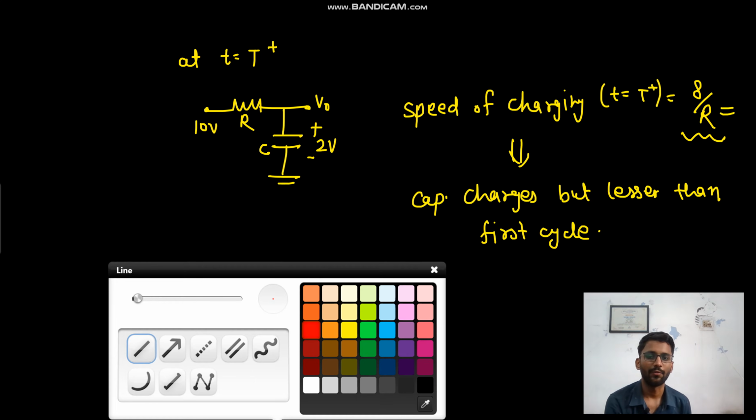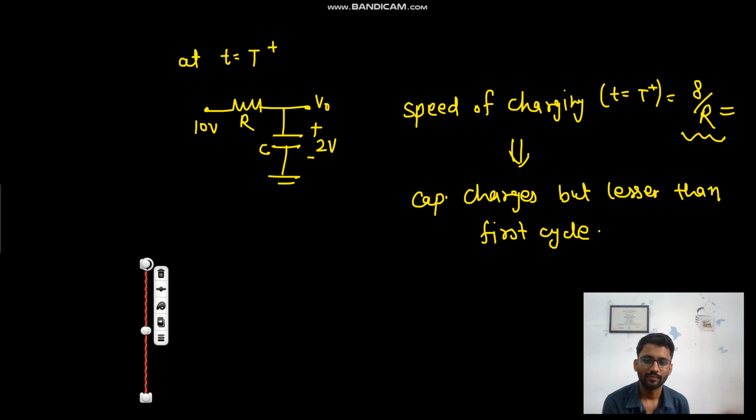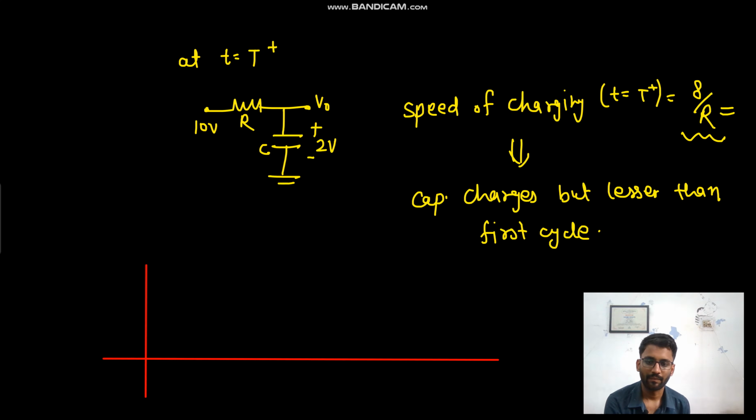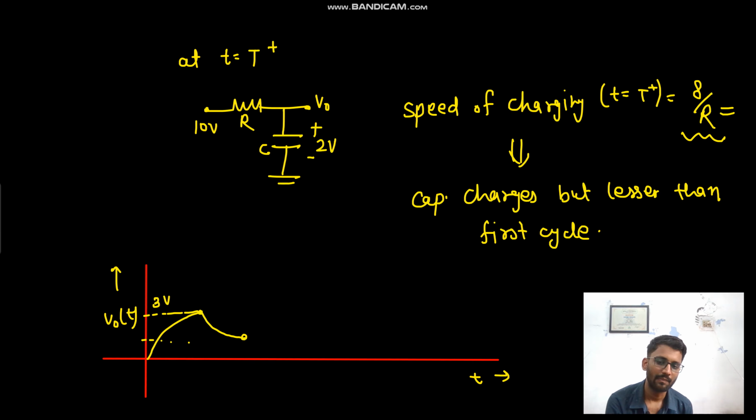Do you get it? Now if we draw the output waveform against t, it will go something like this. From 0 to 3 you went, then 3 volt to 2 volt you came. So in first cycle we have a gain of 3 volt. Now we can't have a gain of 3 volt, we can have a gain of lesser than 3 volt. Let us assume we have a gain of 2 volt. So it will go to 4 volt.